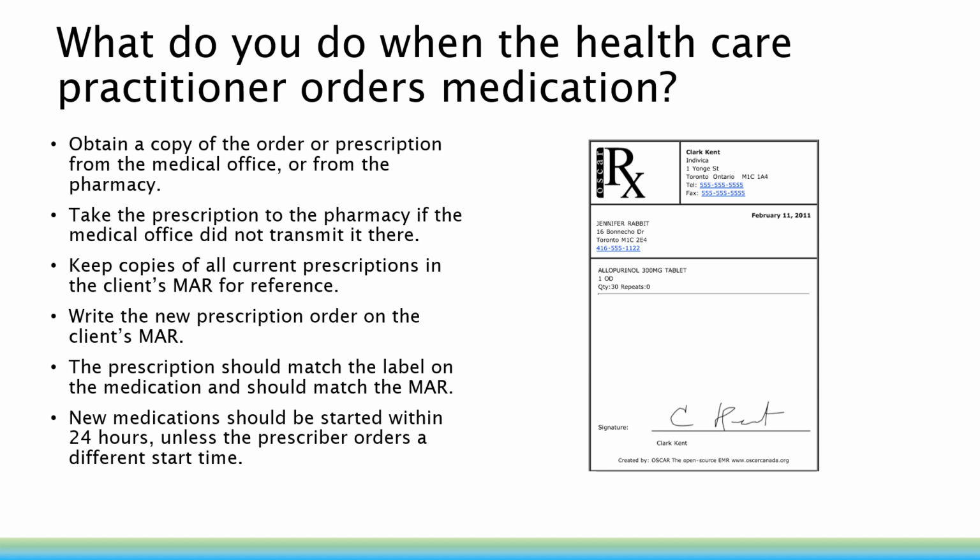If the new prescription is sent to the pharmacy with no visit to the doctor, or the doctor won't give you a copy, ask the pharmacist for a copy of the prescription. The pharmacy may give you a copy of the physician's order summary, POS, with a list of current medicines, order date, ordering doctor, and instructions. Discontinued prescriptions should be kept in the client's file for future reference. Start new prescriptions within 24 hours unless they've been ordered differently by the prescribing doctor.